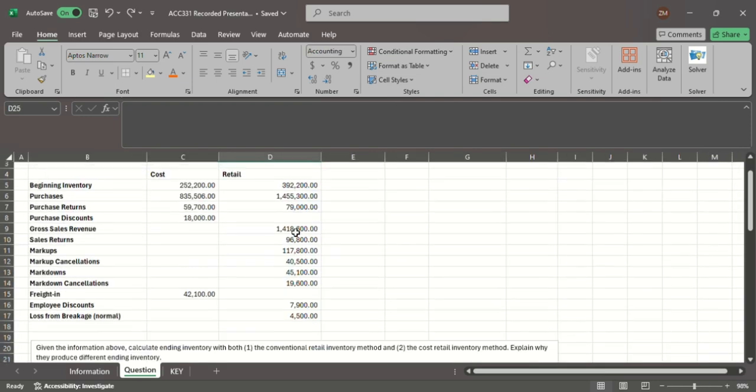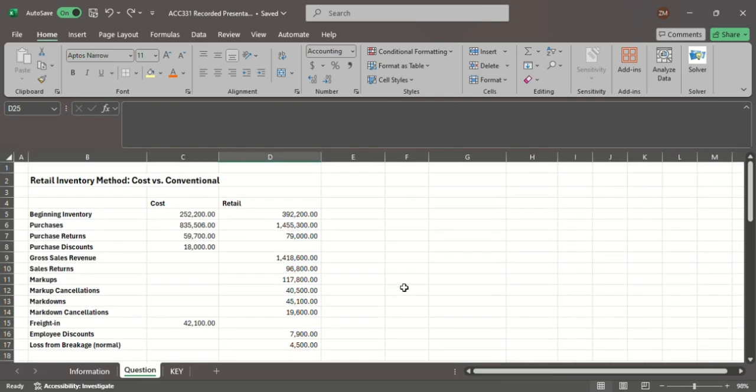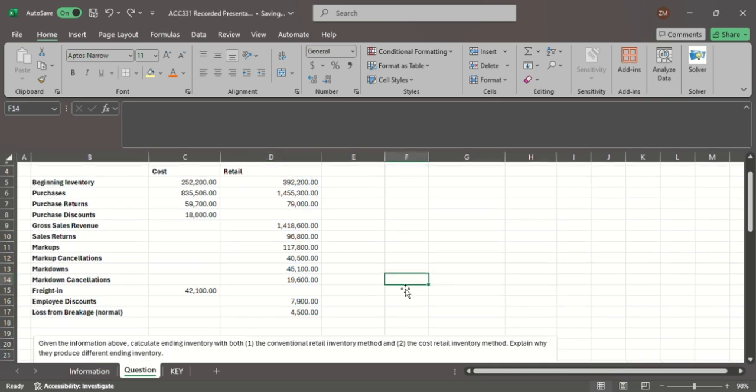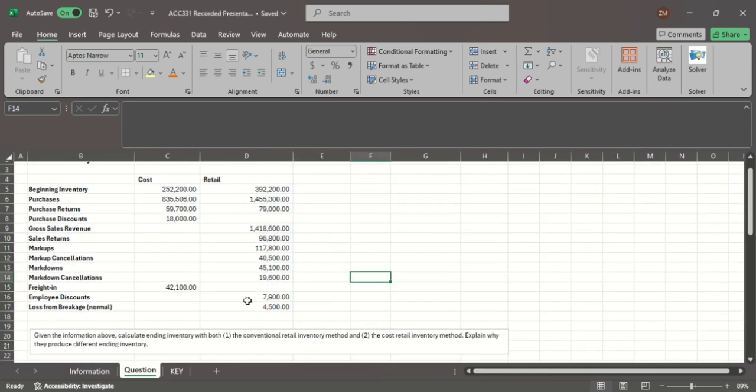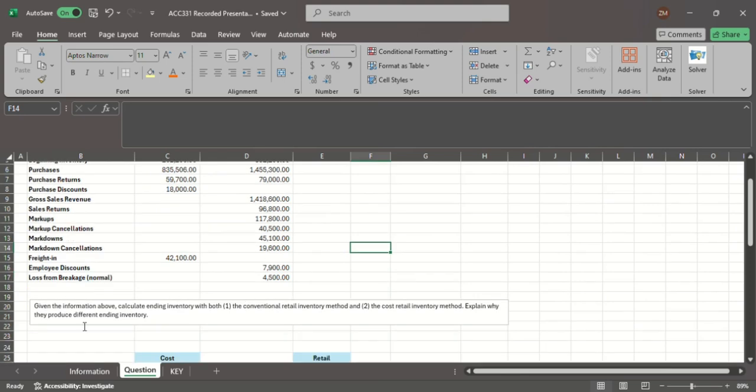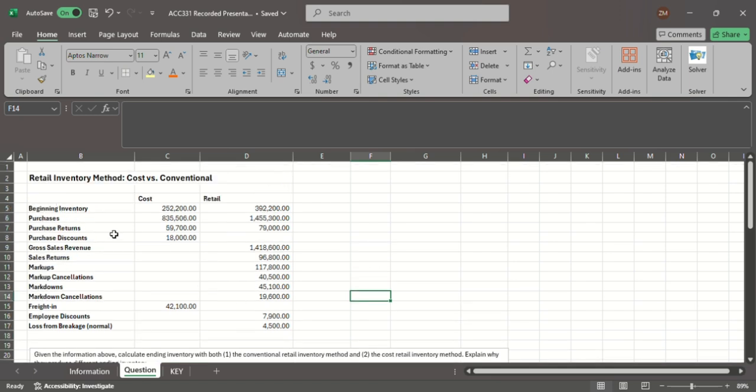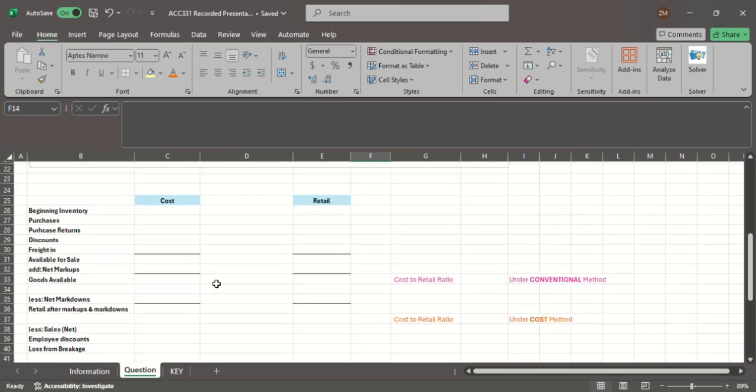So here is all of our information we need to solve the problem. And our question is, given the information above, calculate ending inventory with both 1, the conventional retail method, and 2, the cost retail inventory method, and explain why they produce different ending inventory. So let's take a little tour. We have our beginning inventory, purchases, purchase returns, purchase discounts, sales revenue, sales returns, markups, markup cancellations, markdowns, markdown cancellations, freight in, employee discounts, and a normal loss and breakage.